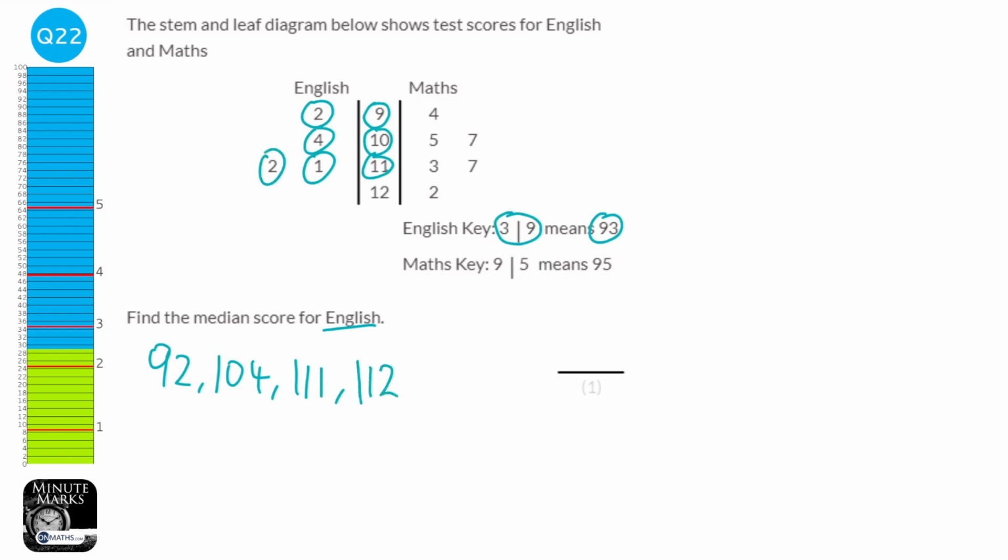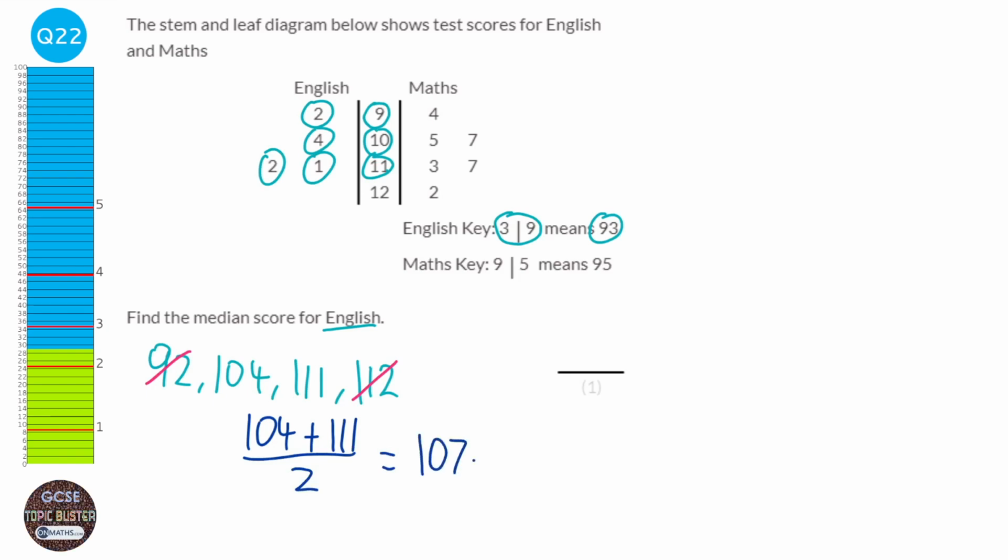So to find the median, we cross out the biggest and smallest until we're left with 1 or 2 in the middle. Here we're left with 2. So what we're going to do is we're just going to add the 104 to the 111, and we're just going to divide that by 2. So when we do that, we get 107.5. So our answer is 107.5.